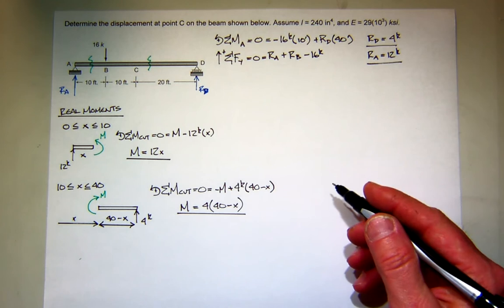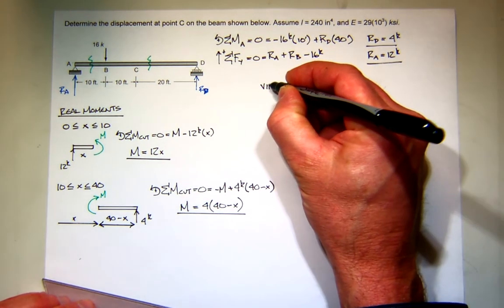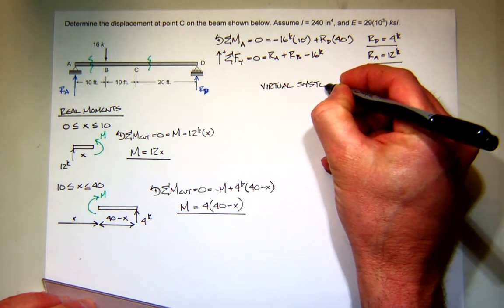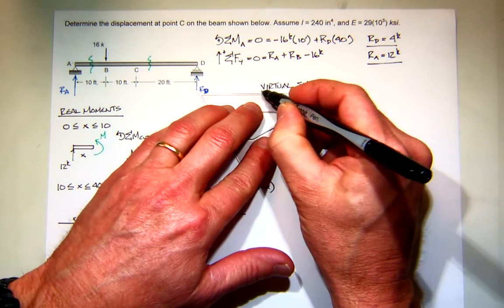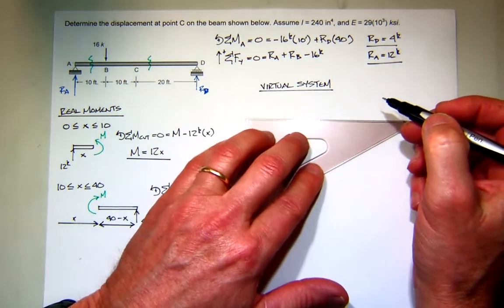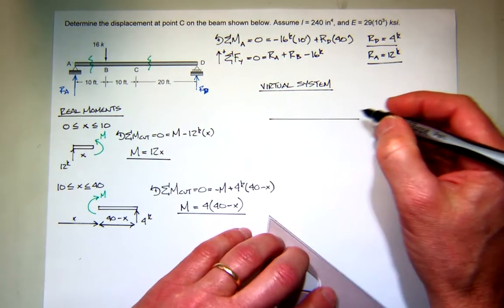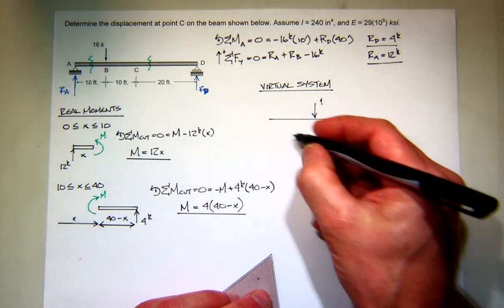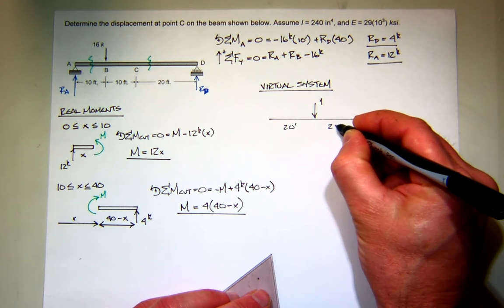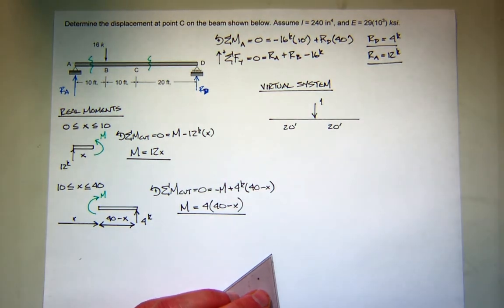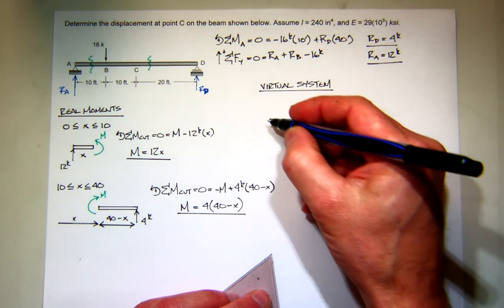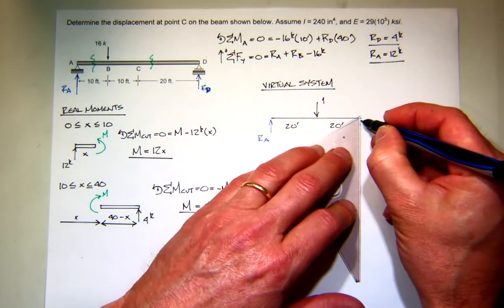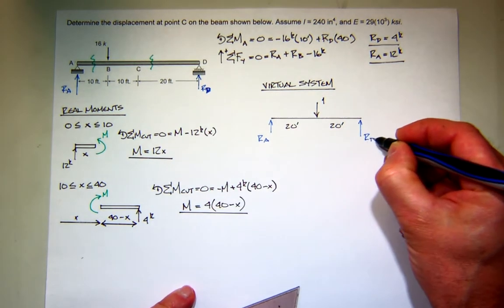What do I have to do next? Well, I have to create my virtual system. Now this problem is looking for what? Displacement at C. So I have to rewrite this problem, and I have to put my virtual load at C, which is right in the middle. And I'm assuming that it is acting down, and then I'll have reactions at A and D for that system.